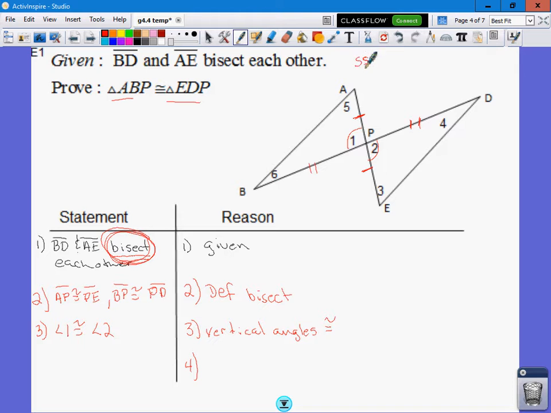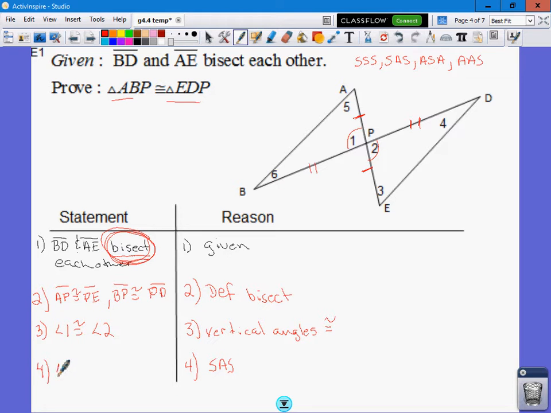If I'm trying to show that the two triangles are congruent, I'm looking for one of four things right now. I'm looking for side, side, side, side, angle, side, angle, side, angle, or angle, angle, side. So I want to make sure that I'm marking this picture so that when I see one of these things occur, I can go ahead and state that the two triangles are congruent. Can I state they're congruent yet? Yes. What's the reason? Side, angle, side.